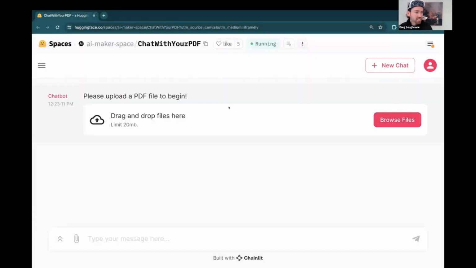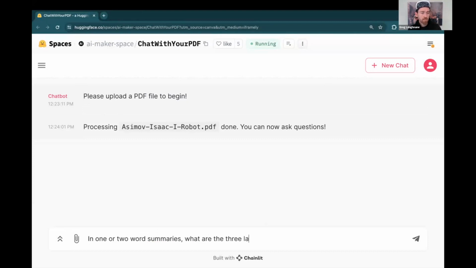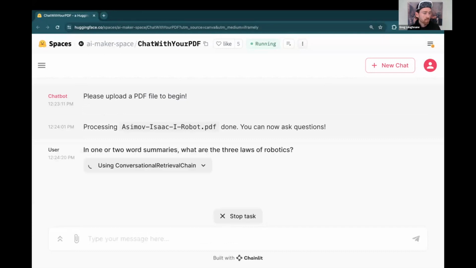We can ask this guy. It's going to process it. It's going to set this up for us to be able to ask questions in 1 or 2 word summaries. What are the 3 laws of robotics? It's going to use a conversational retrieval chain.